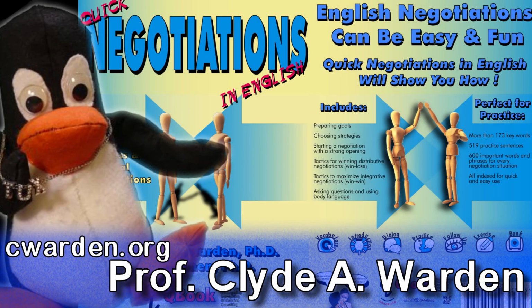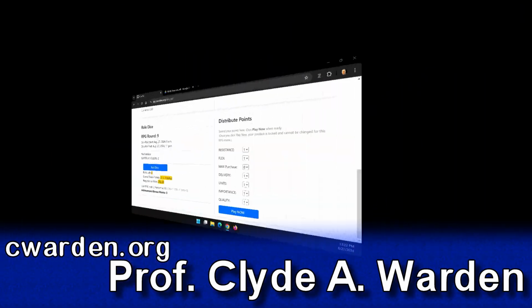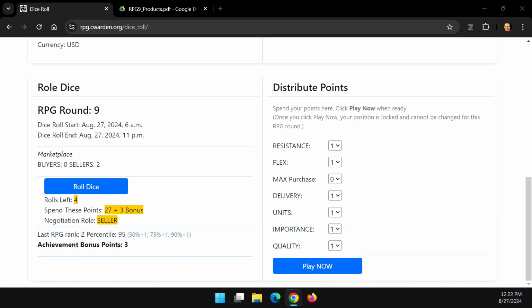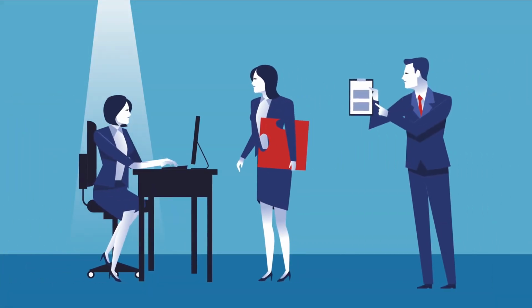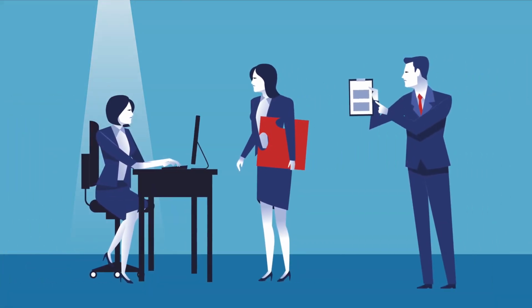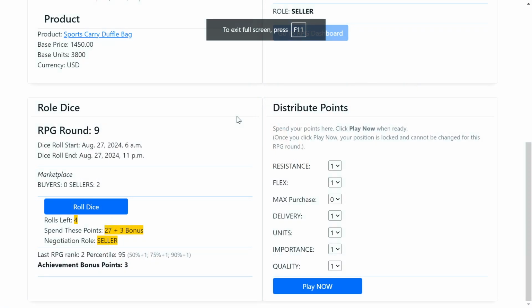Let's distribute our points a little bit. After we roll our dice and we're happy with what we got, which in this case was 27 plus 3, we can go ahead and distribute our points. On the right side, we have our point distribution area.